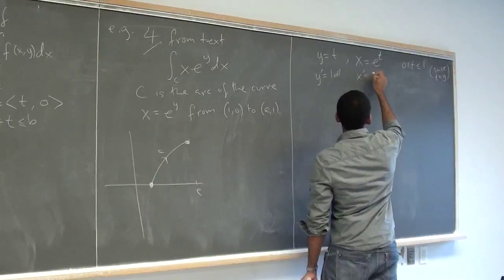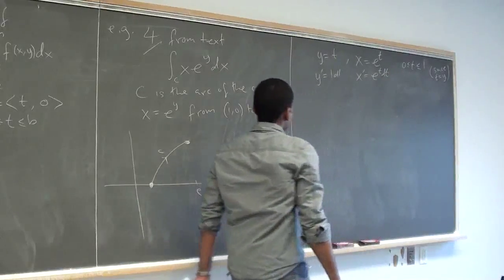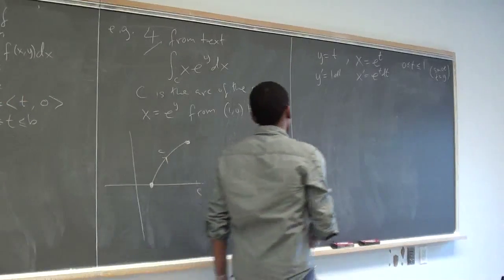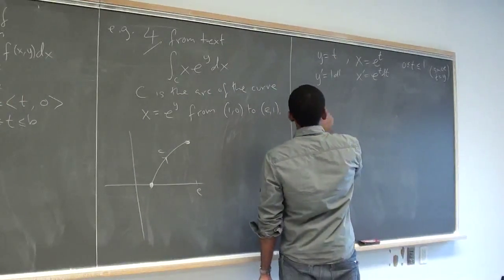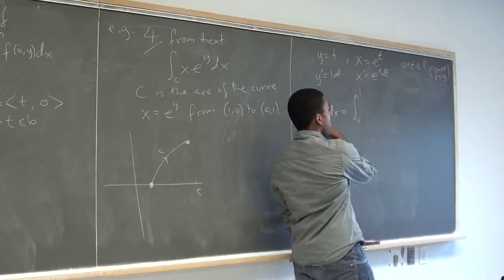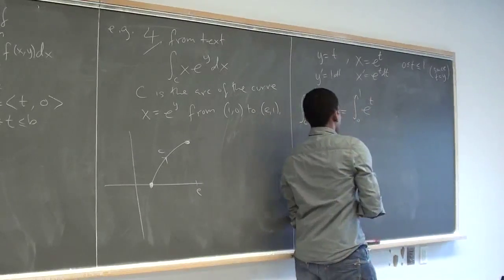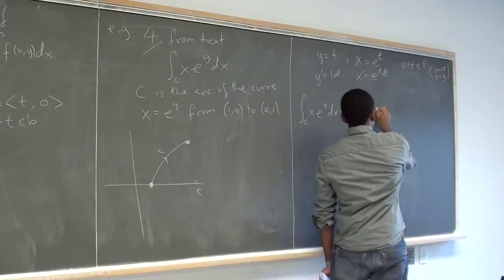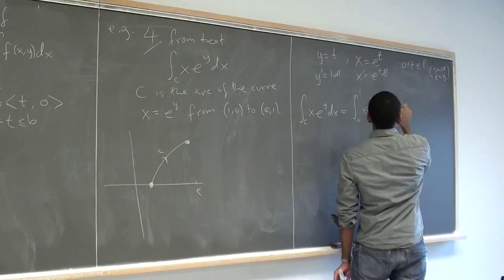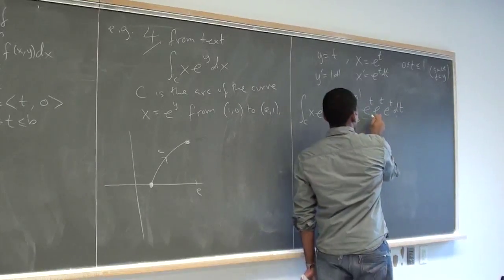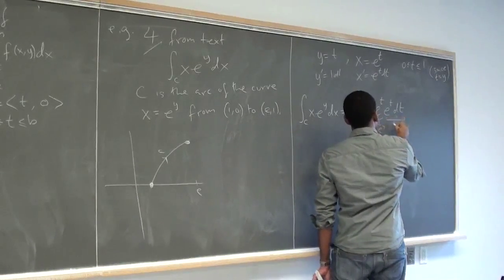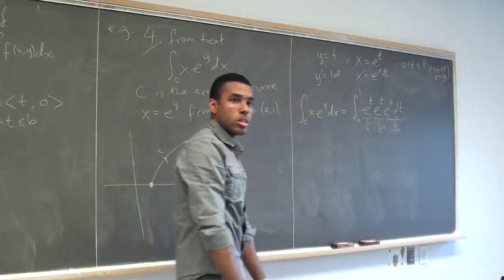This means that x prime is just equal to e to the t. So x prime of t and y prime of t are the following, and now I just plug into that formula. So the integral along C of x e to the y dx is going to be the integral from 0 to 1 of my x, which is e to the t. My y is t, so I get another e to the t. My dx is e to the t. So this guy here is x, this guy here is e to the y, and this guy here is the dx, the x prime dt.